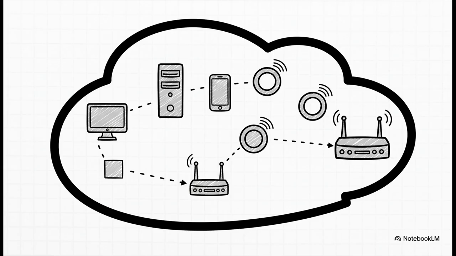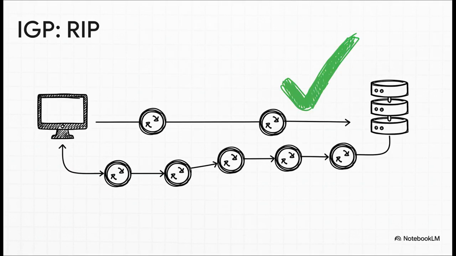And all of that local navigation is handled by something called an Interior Gateway Protocol, or IGP for short. A really classic example of an IGP is a protocol called RIP, the Routing Information Protocol. Now, RIP is what we call a distance vector protocol, which sounds complicated, but the idea is super simple. It decides the best path based on one single thing, the hop count. A hop is just passing through one router, so all RIP cares about is finding the path with the fewest possible stops along the way.